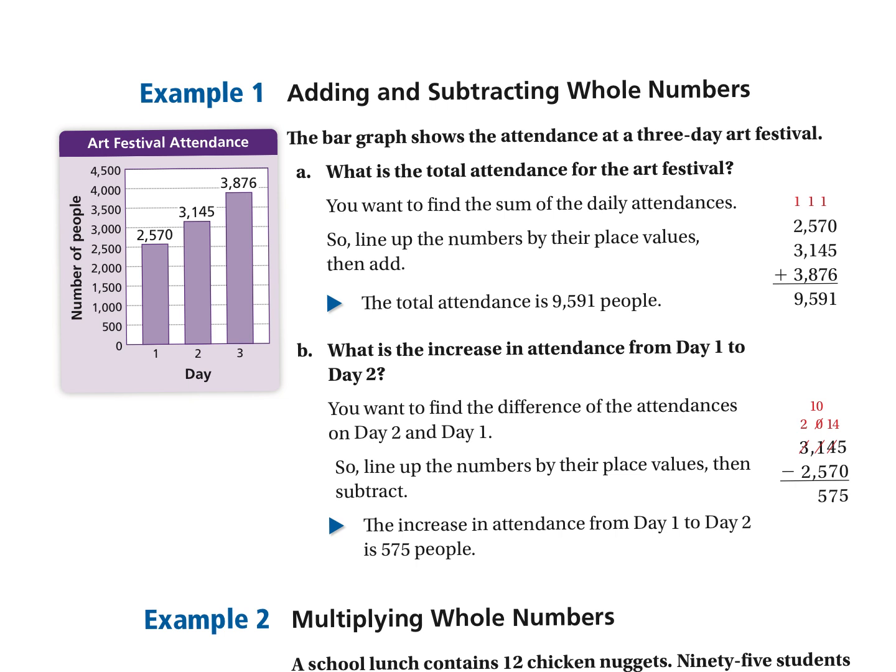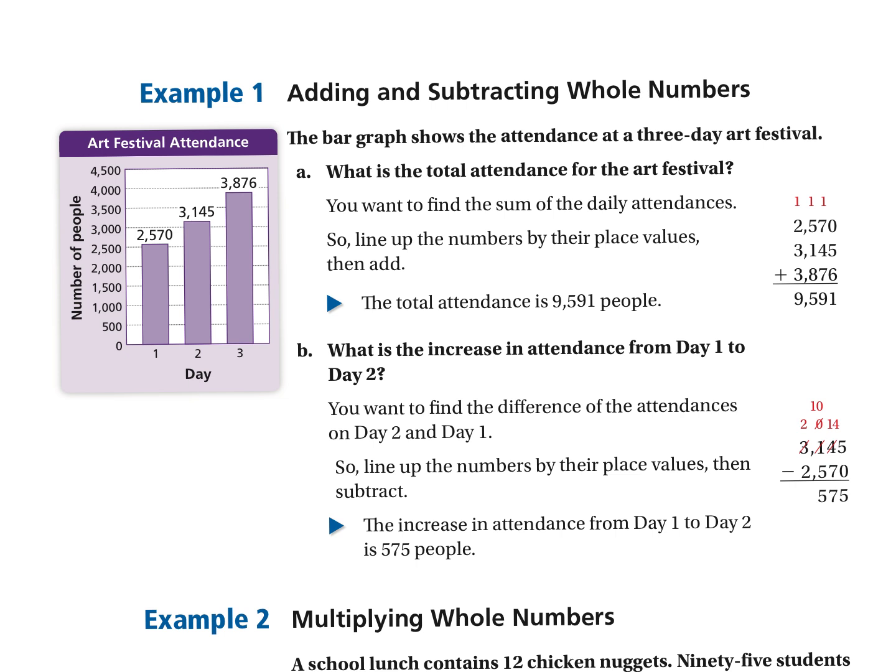So what you would do is add up the sum of the daily attendances. It's already done for you right here. It's taking all of these totals and adding them up to get 9,591. So the total attendance is that number.